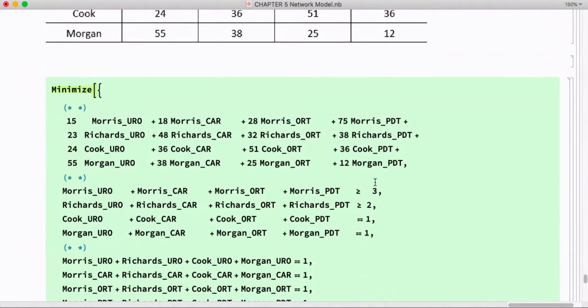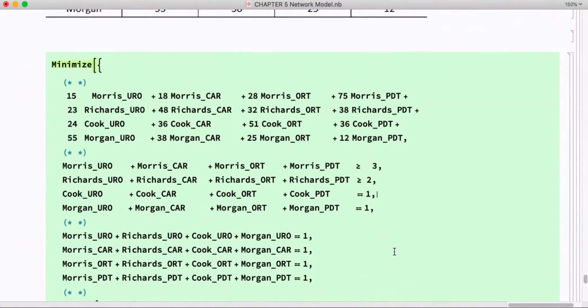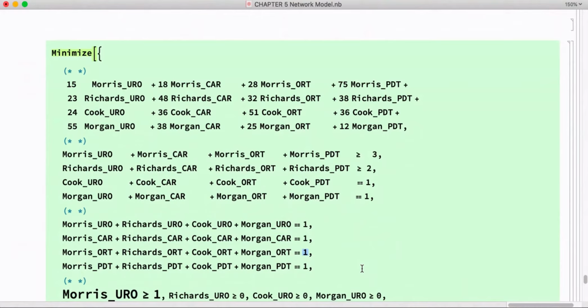Now, what is the availability of the nurses? How many nurses want to go to particular departments? What is the total number? 7. But the Department of Orthopedics cannot take more than 3, and the Department of Cardiology cannot take more than 2. Let's put it 2 here.